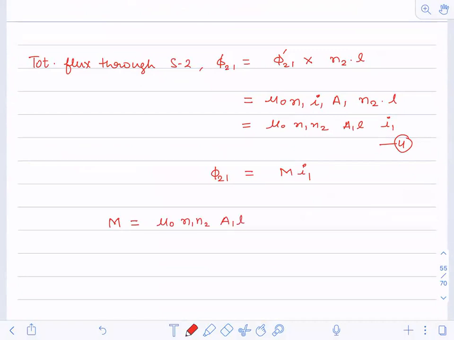Is it similar to the value of L? See here. In L, we had N square. Here we are having N1 into N2. Area into length, volume. Area into length, volume of the smaller coil. Mu naught, mu naught. So the unit is also same. It is easier to understand. Is it easy to remember also?